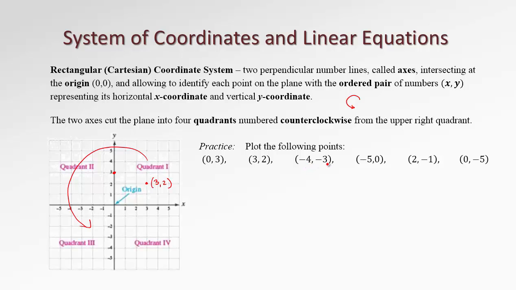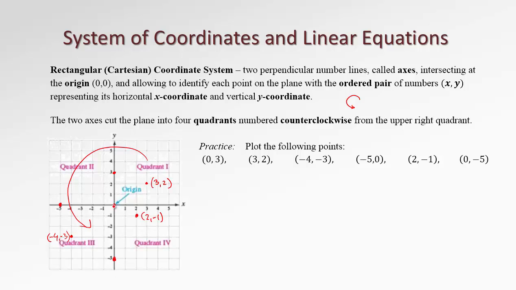So the point -4, -3 is -4 on the x and -3 along the y-axis. So that's the point, -4, -3. And next one, -5, 0. Okay, 5 steps to the left and 0, no vertical movement. So the point is really on the x-axis. Next one, 2, -1. So 2 horizontally, -1 vertically. So that's the point, 2, -1. And finally 0, -5. No horizontal movement, but 5 steps down along the vertical axis. So again, we obtain a point on the y-axis.